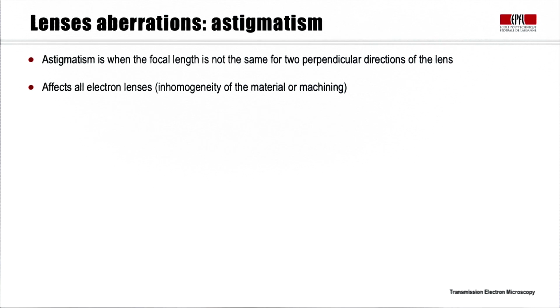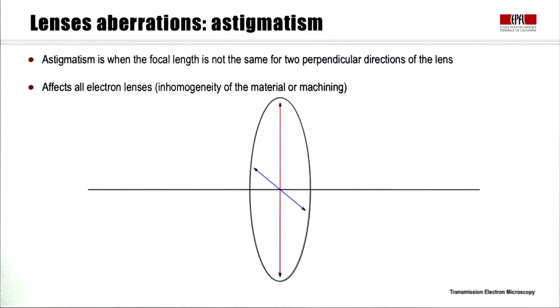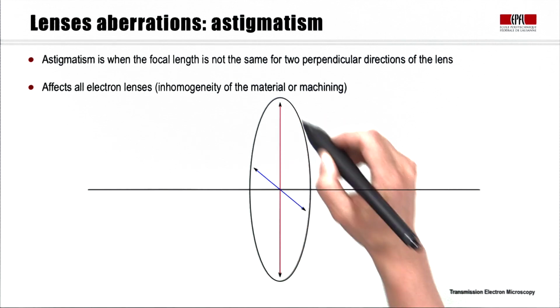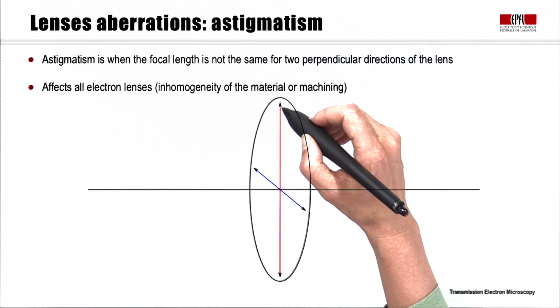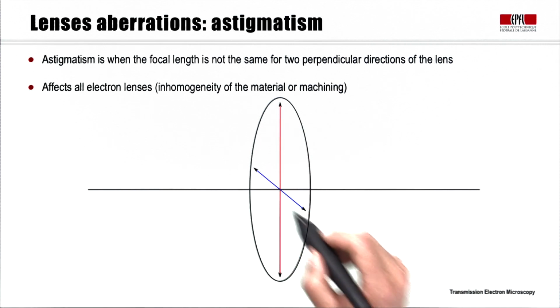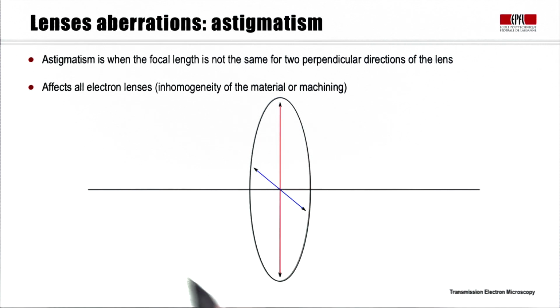But I have very good news. It's that astigmatism can be corrected, and that's even one of the important steps that you are doing when aligning a transmission microscope. But let's look at it in more detail. First of all, I have my three-dimensional lens with the vertical direction and one horizontal direction. So I really have to enter the third dimension. This is the optical axis.